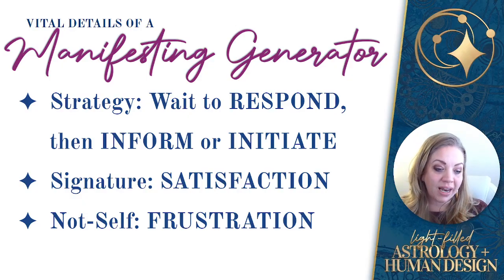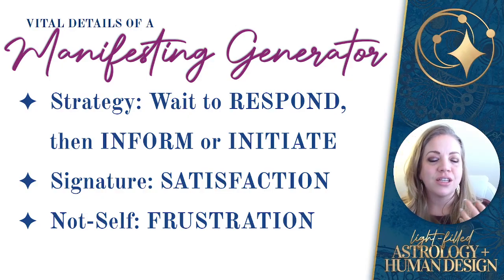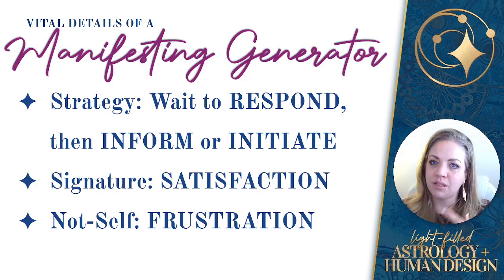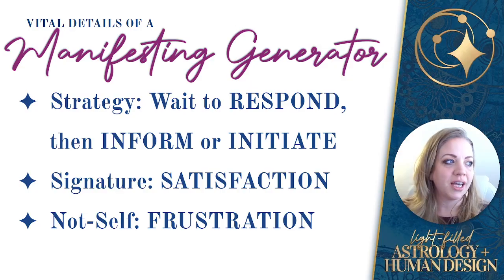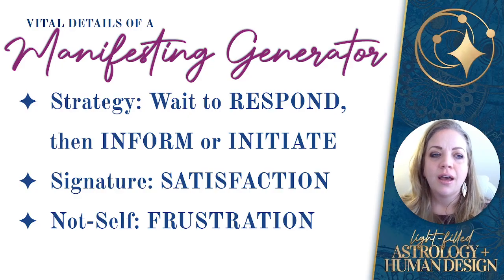Now, what the manifesting generator is here for is to start many different things, because they need to wait to respond and then inform. So they are here to inform and initiate and to start things, but they first need to wait to respond. But they'll be juggling. To me, the manifesting generator looks like juggling. So imagine you're juggling like 3 different balls, right? And you're juggling them and it's going great.